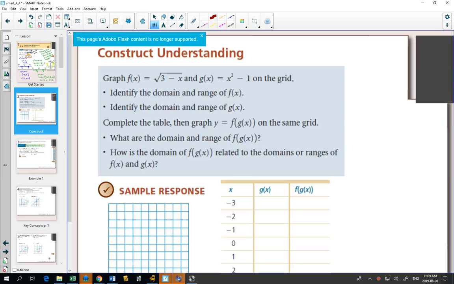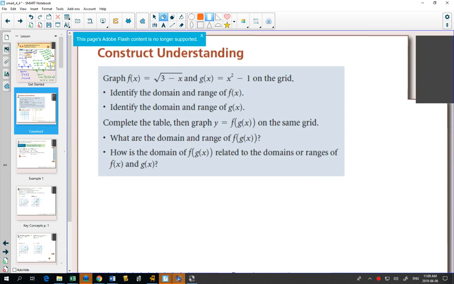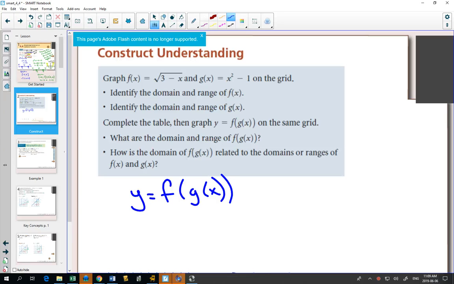I am going to skip the graphing here. And we're going to look at the explicit equation for f of g of x, and we're going to look at the domain and range of this function. So f of g of x, what does it look like? Well, we do g of x first. What does g of x do?